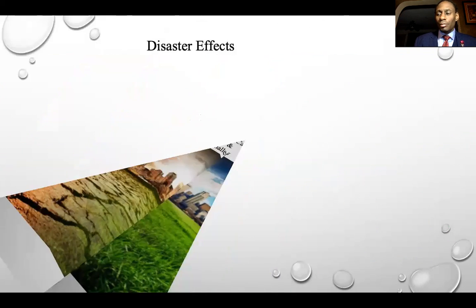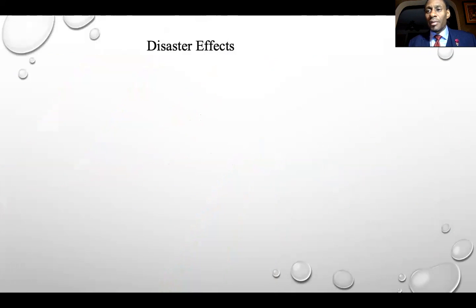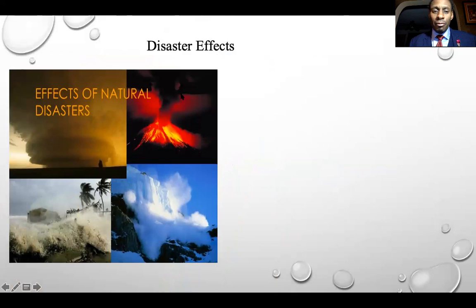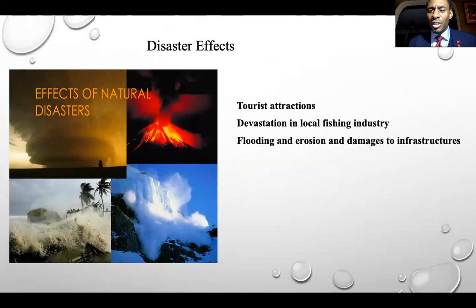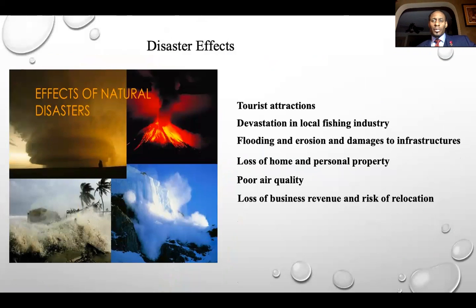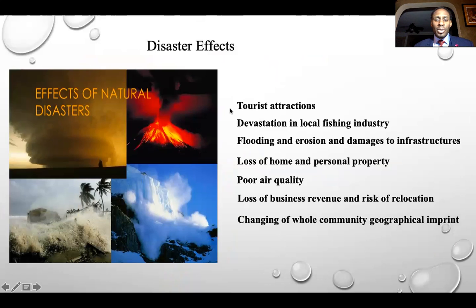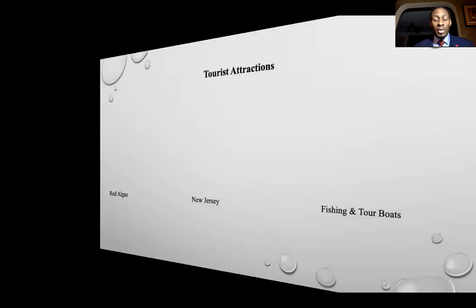Let me just move on and tell you some of the devastating effects of climate change and the regions it affects. Start off with tourist attraction, the basic devastation of the fishing industry, damage to infrastructure with flooding, erosion, loss of homes and properties, poor air quality, loss of business revenues, and risk of relocation. It changes the whole community's geographical imprint, which is all the things that happen when you add climate change into the mix.